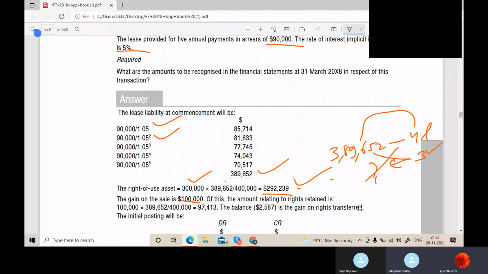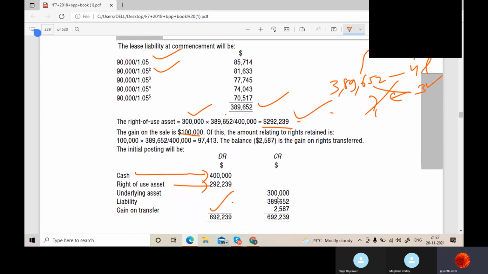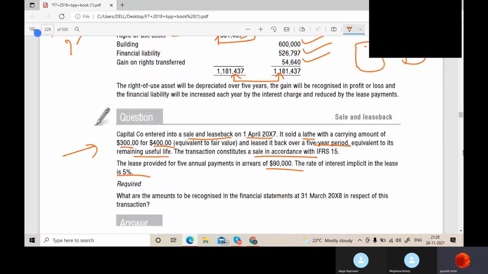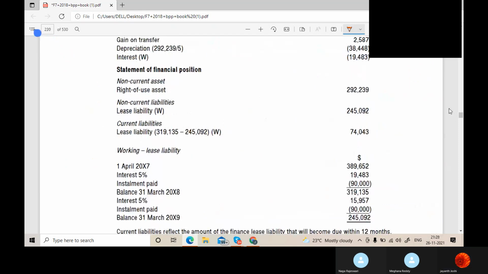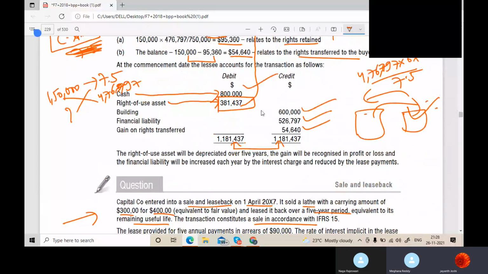So we got the right of use asset, and this will go on the asset side of the balance sheet. 4 lakh is the cash we got. So this is done, the asset side. Now let's see the carrying amount, the liability. So liability is nothing but this; the carrying amount was 6 lakh.